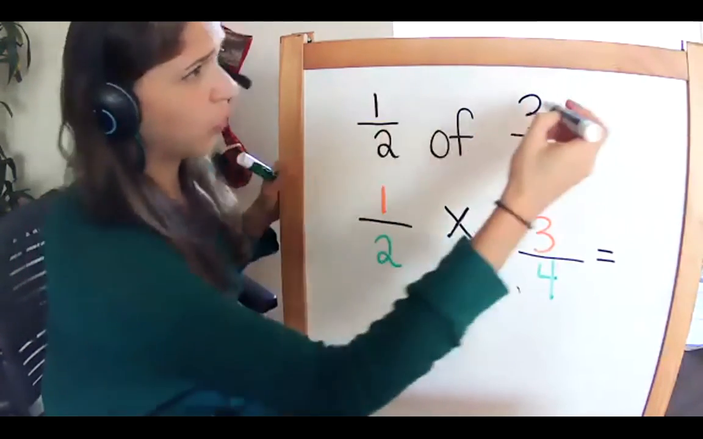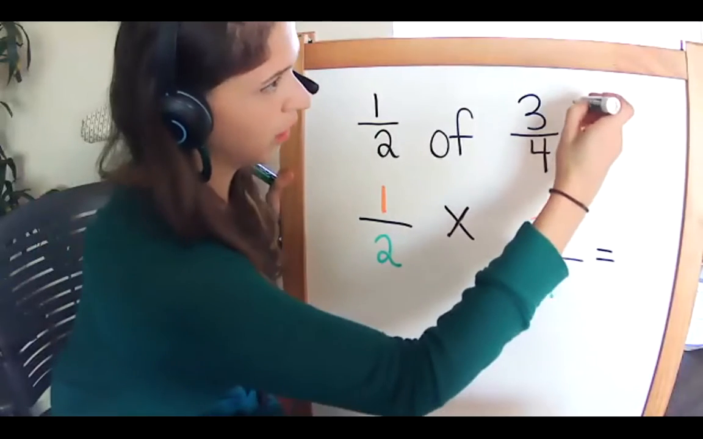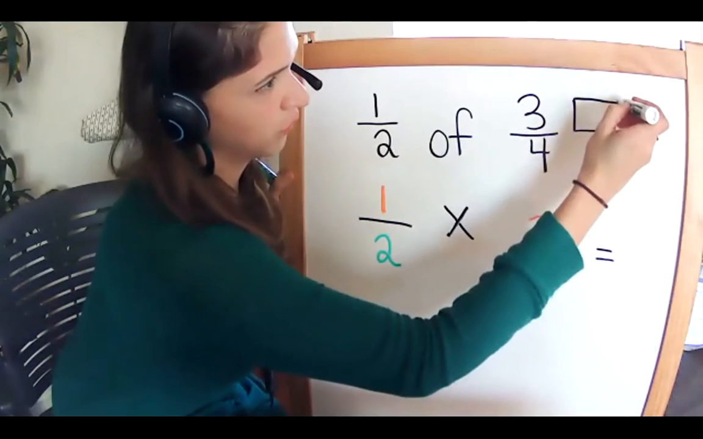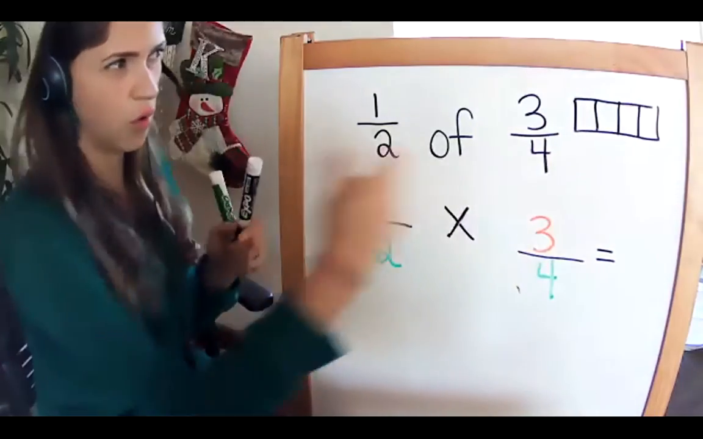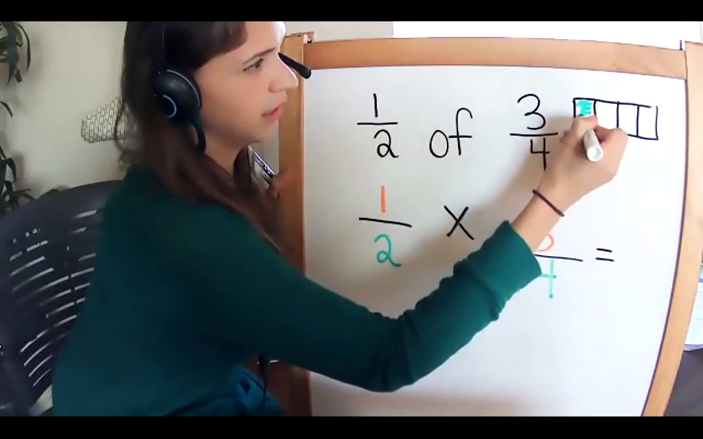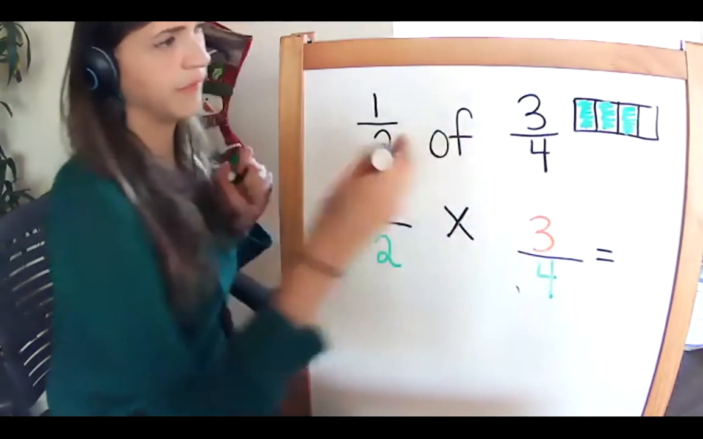If I have quarters, right? I had 3 quarters. So here's my quarters. Does everybody see quarters? Yes. So I think 3 quarters. Ready? 1, 2, 3.